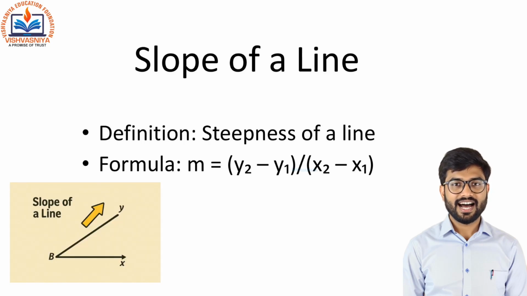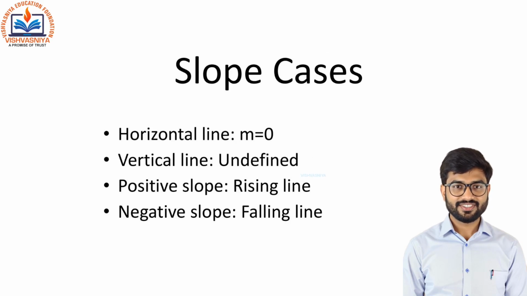Slope tells us how steep a line is. The formula is m equals (y2 minus y1) upon (x2 minus x1). If the line is horizontal, slope m equals 0. If the line is vertical, slope is undefined. If the line rises left to right, slope is positive. If the line falls left to right, slope is negative.